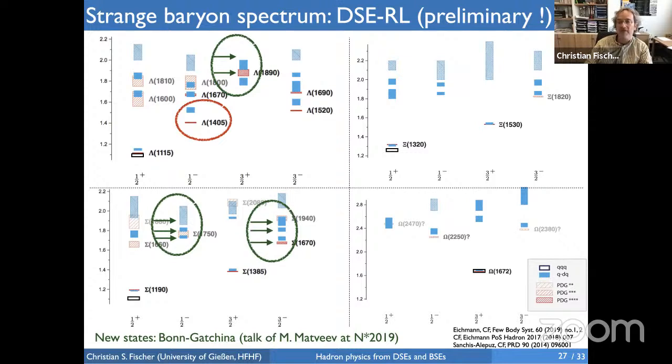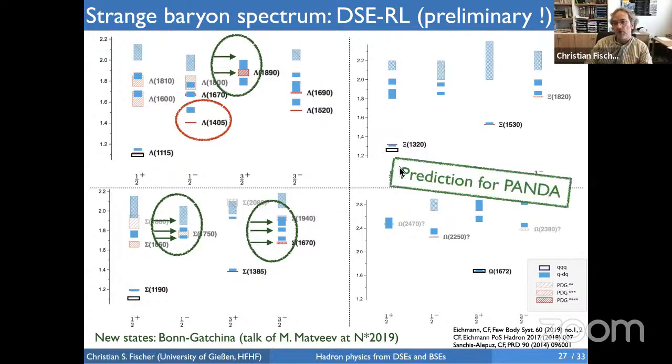So it looks as if also here in the strange quark sector, there's a very good one-to-one agreement between what we find in our calculations and experiment. And of course, now here, where there are no data at all right now, our results are predictions for future experiments like PANDA, like GlueX and others.